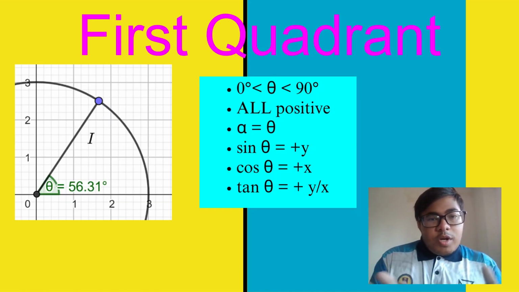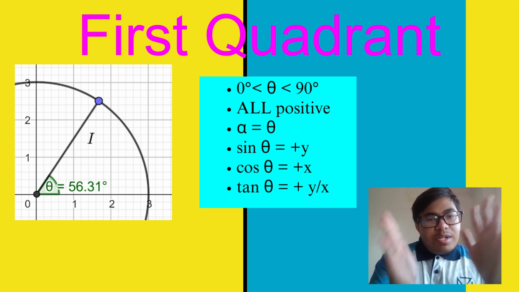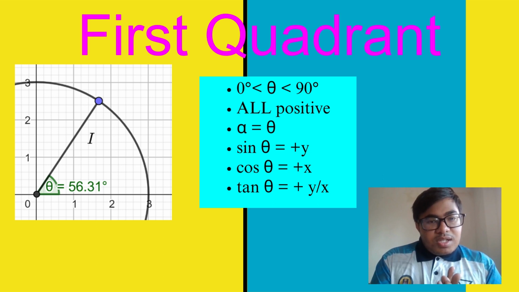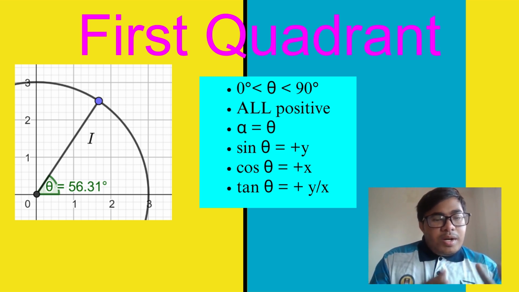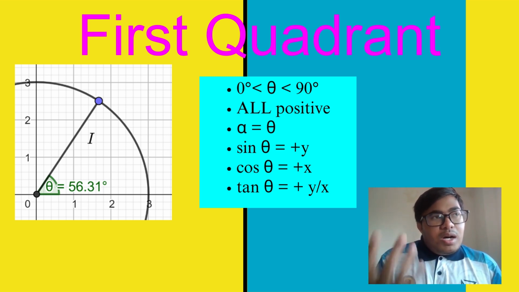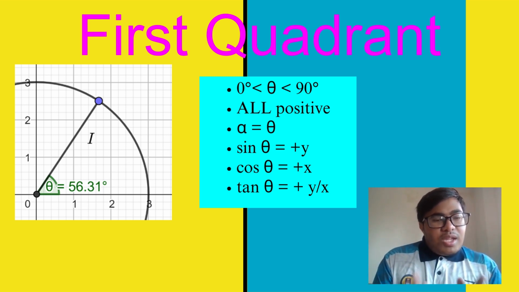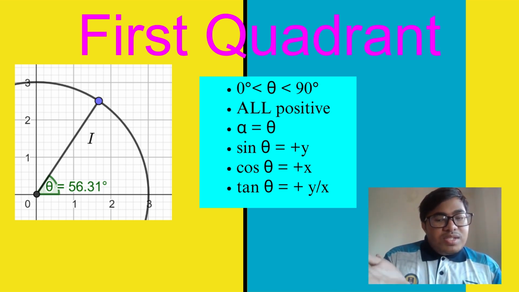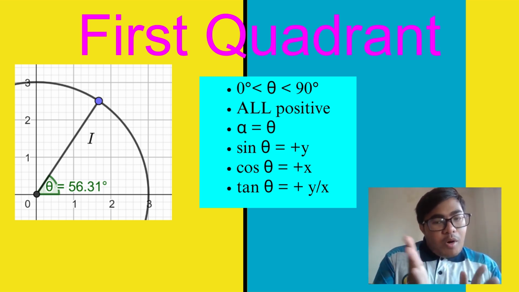Now, we're going to learn about the first quadrant. The first quadrant is from the angle 0 degrees to 90 degrees. All the values of the trigonometric functions sine, cos, and tan are positive, and the corresponding reference angle, or the short form, alpha, is equal to the theta given. As you can see, the values of sine, cos, and tan are positive.